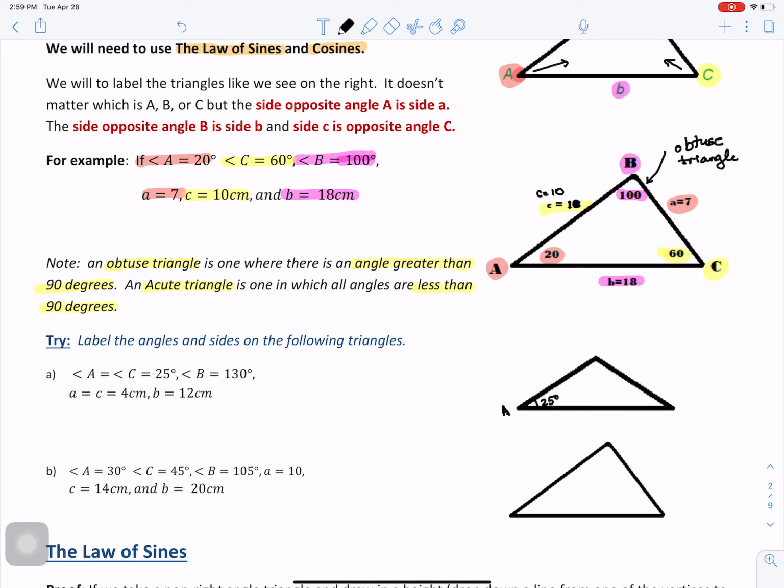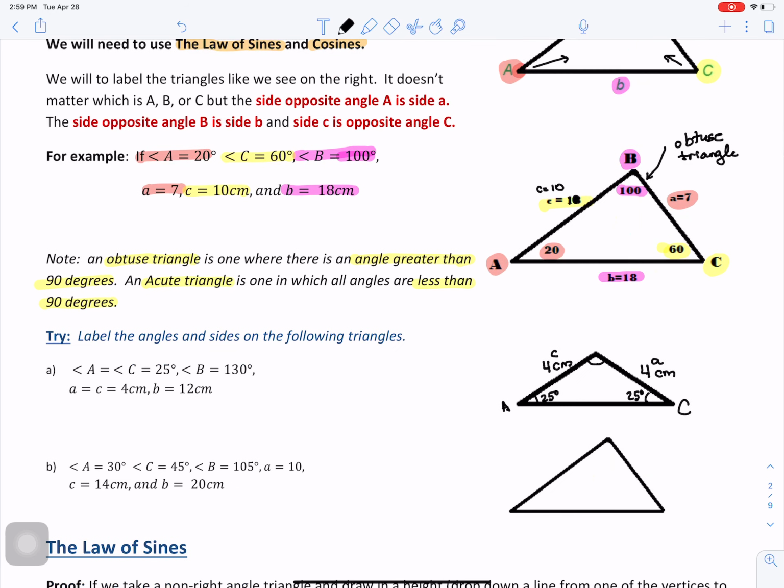So do they give me a little a? Yes, they do. The side opposite to that angle is 4 centimeters, and I'm going to label that lowercase a. Now angle C is 25 degrees, so I'm going to draw one of my smaller angles 25 degrees. I'm going to label that angle capital C at the bottom right vertex, and the side opposite to that is 4 centimeters, which is my lowercase c. And capital B is 130 degrees, so the larger of my angles is going to be labeled 130. This is capital B. The side opposite of it is 12 centimeters.